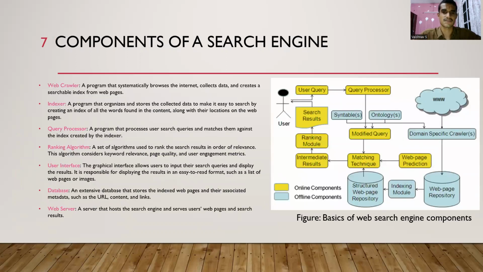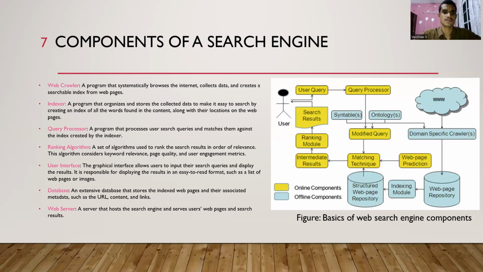The search engine has a variety of components, which includes programs such as web crawlers, indexers, and query processors, along with a ranking algorithm, user interface, database, and web server. A web crawler systematically browses the internet, collects data, and creates a searchable index from web pages. An indexer stores the collected data to make it easy to search by creating an index of all the words found in the content, along with their locations on the web pages. A query processor processes user search queries and matches them against the index created by the indexer.